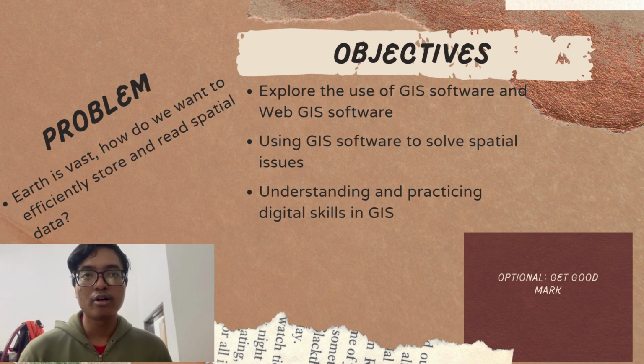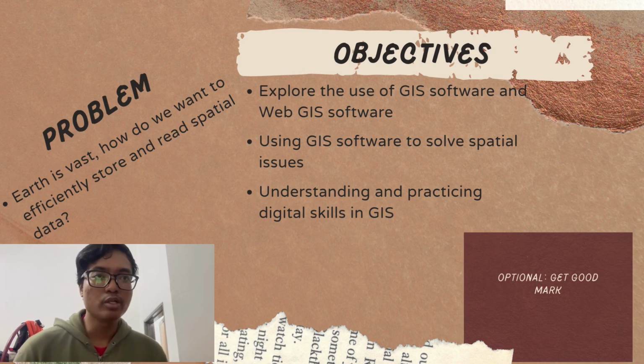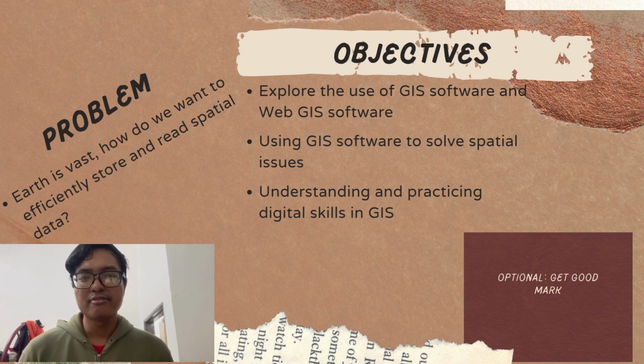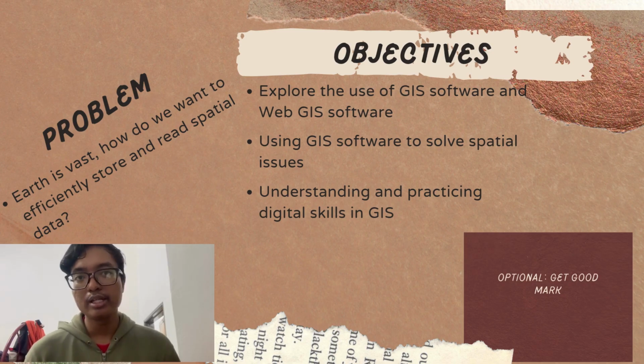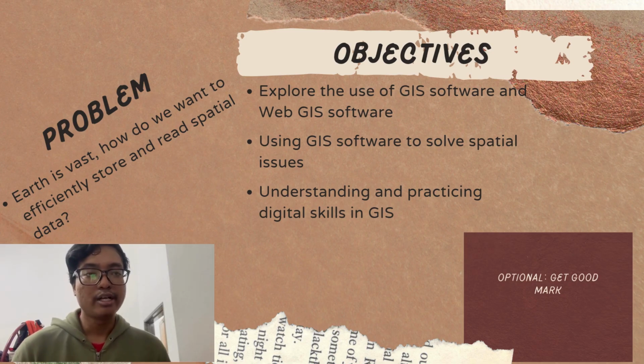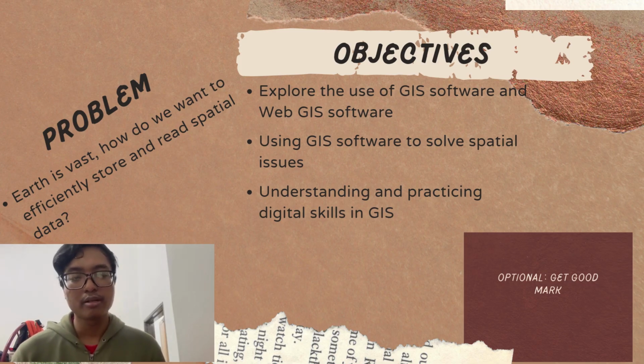So, first off, what's the problem? What is GIS? Why do we use it? Well, the Earth is a very vast planet, a large planet, and to understand the environment or spatial information, we need software that can help us create, store and manage such information.